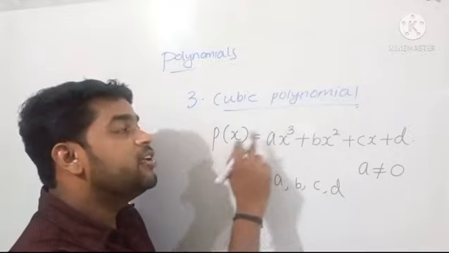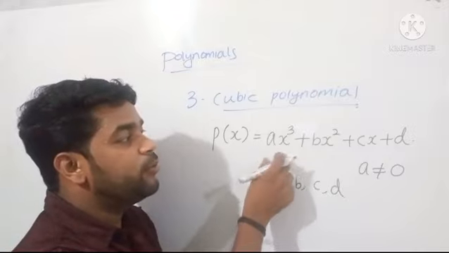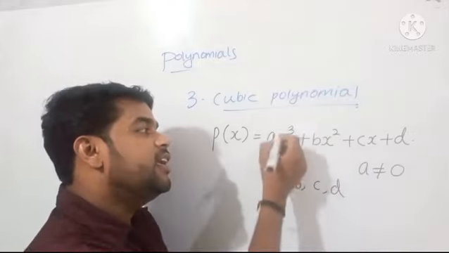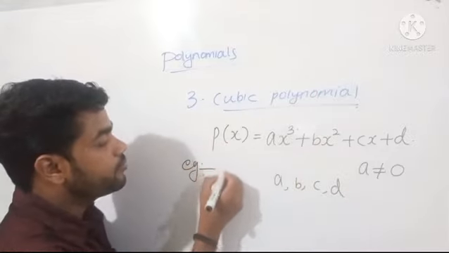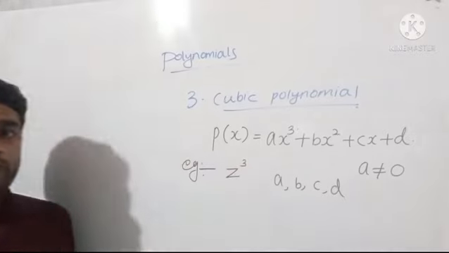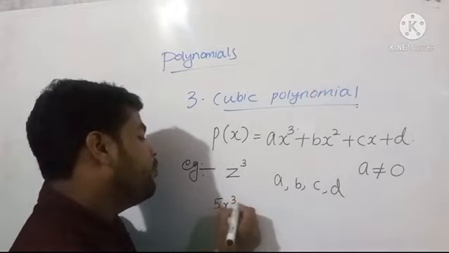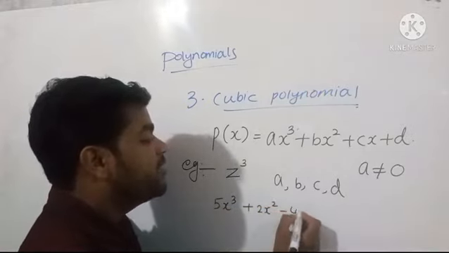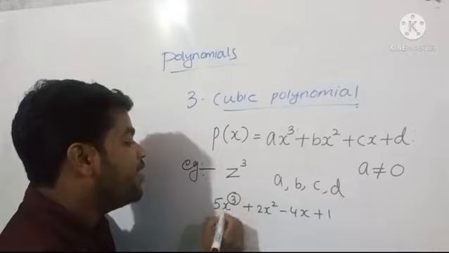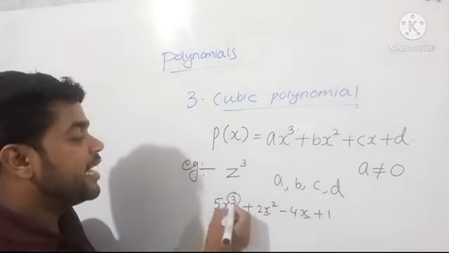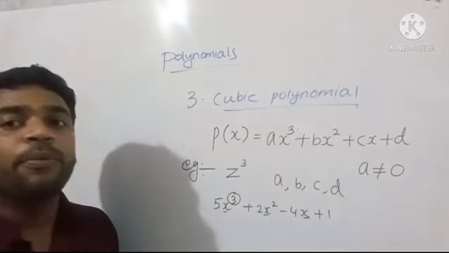A polynomial having degree 3 is called a cubic polynomial. So a cubic polynomial is of the form ax cube plus bx square plus cx plus d. Here the degree is 3. Let us see some examples of cubic polynomials. z cube is a cubic polynomial. Then 5x cube plus 2x square minus 4x plus 1 is a cubic polynomial with degree 3, where the variable is x and the highest power of the variable is 3. So we call it a cubic polynomial.